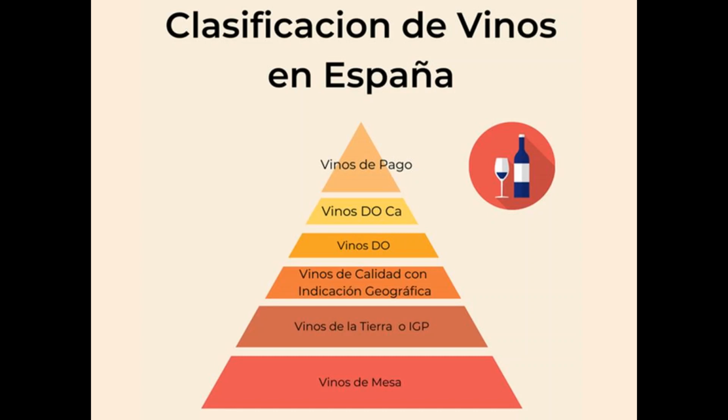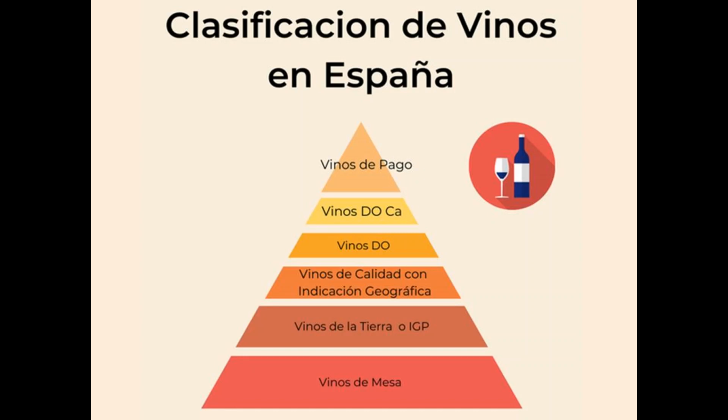Then there is a classification called Vinos de Calidad con Indicación Geográfica, which sort of translates as quality wine from a specific location. This is almost like a DO, but without all the strict rules. There aren't many of them, and a number of them aspire to be a DO one day. If you ever see a wine that has the letters VC before the name of the region, that's what we're talking about.